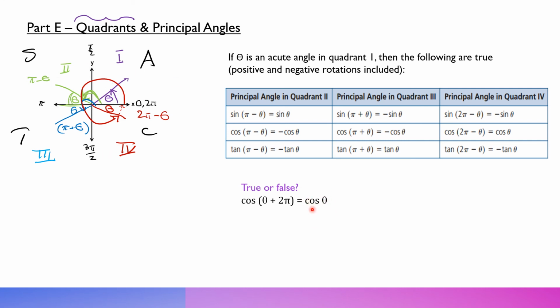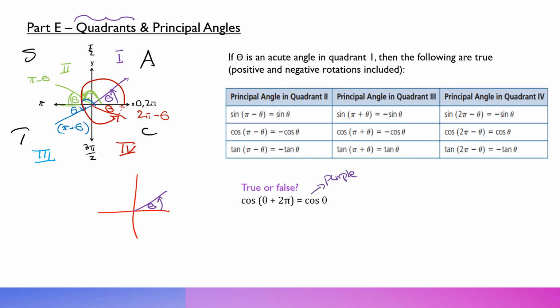Let's start with the easy part, cos theta. Cos theta. Let me draw a picture. Cos theta is put a principal angle here, right there. There's theta. That's theta. Is that equal to cos of theta plus 2 pi? So this part I put in purple.